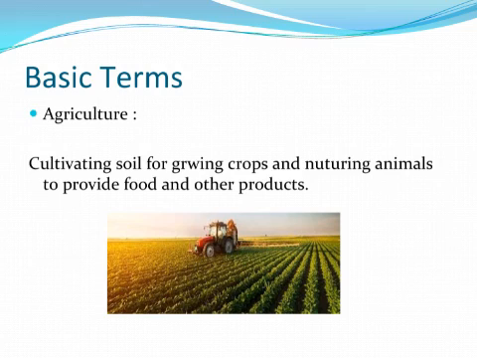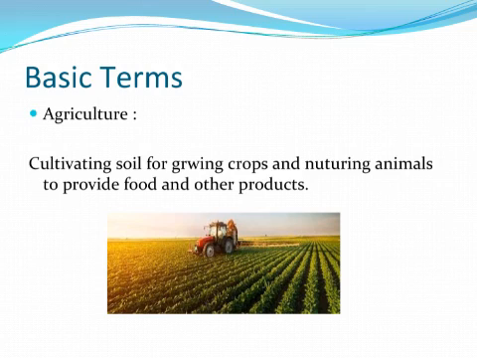Yes, so coming back to our own chapter, it is very necessary for us to understand the basic terms which are related to this particular chapter. So let's start with the first basic term, and that is agriculture. You need to study a lot of things about agriculture in this chapter. So what is written over here? Agriculture is cultivating soil for growing crops and nurturing animals to provide food and other products. By mistake I have written the wrong spelling of growing, don't get confused.